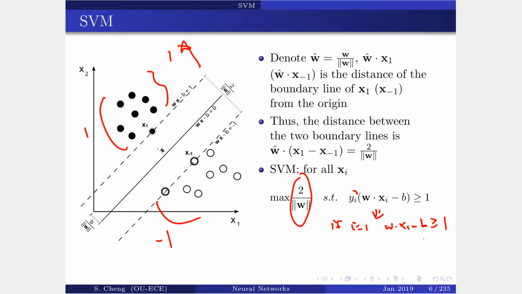This notation is a little bit awkward, honestly. Actually, this is kind of bad. I should change it. I should just write x here, x in class 1.